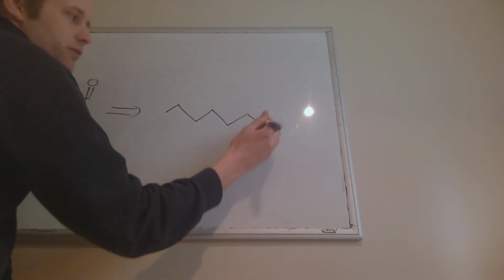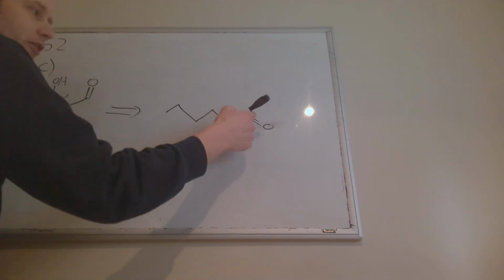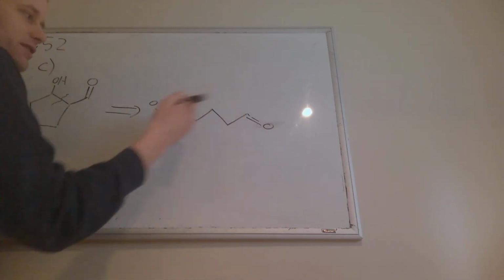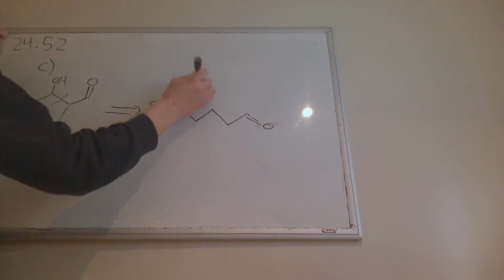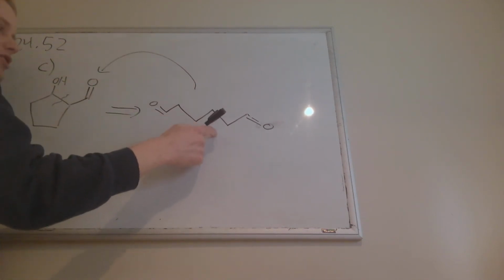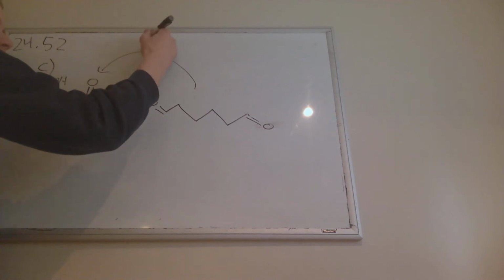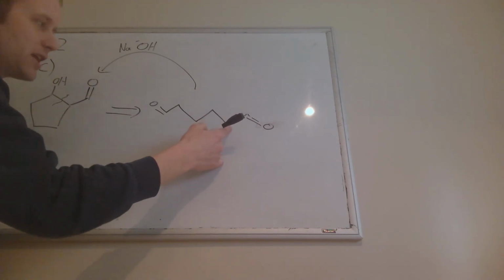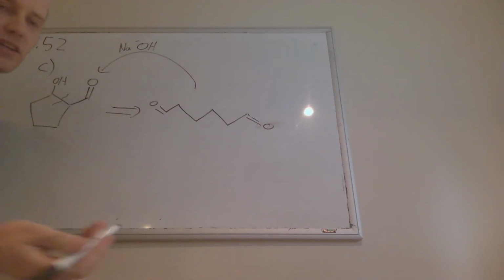with aldehydes at the 1 and 6 positions. 1, 2, 3, 4, 5, 6. We can go from this 6-carbon chain to this if we use sodium hydroxide to form an enolate by removing a proton here and making an enolate, or here, it doesn't matter, they're identical.